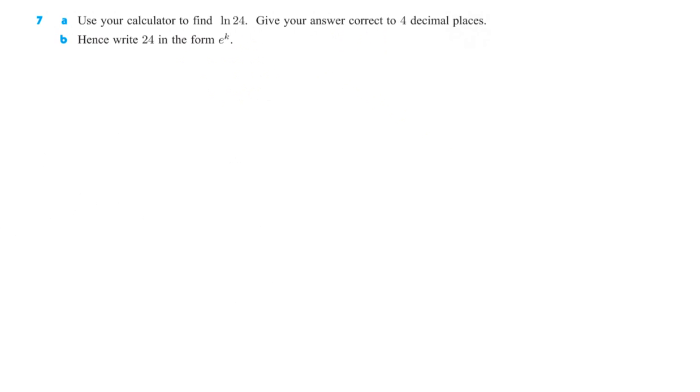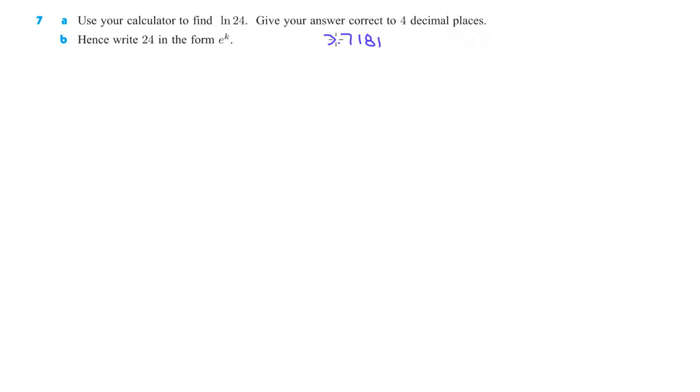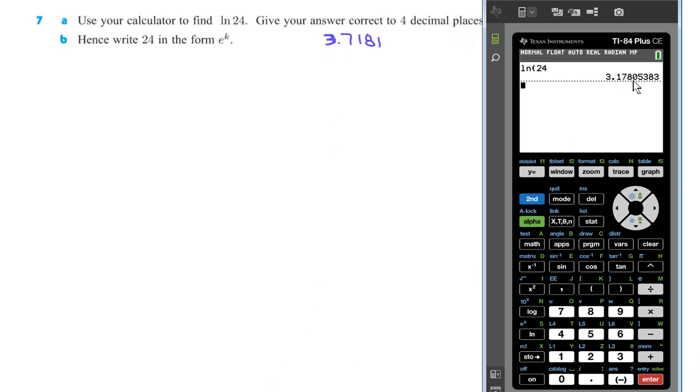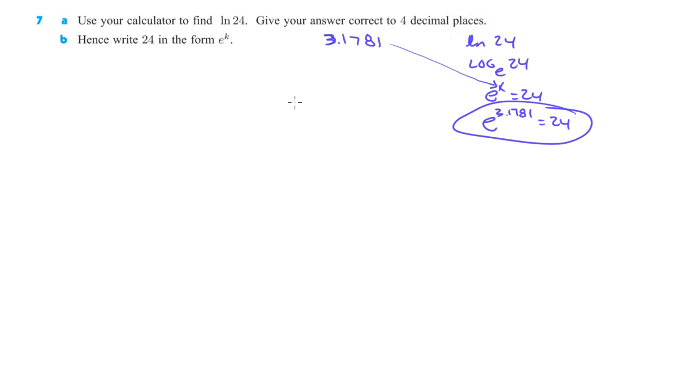Okay. Use your calculator to find natural log of 24. So ln 24 gives us 3.1781. Hence, write 24 in the form e to the k. Because it's ln of 24, which means log base e of 24, we said e to what power equals 24. We just figured out that it's that right there. So we would write that as e to the 3.1781 equals 24. Okay, so that's our answer for that one.